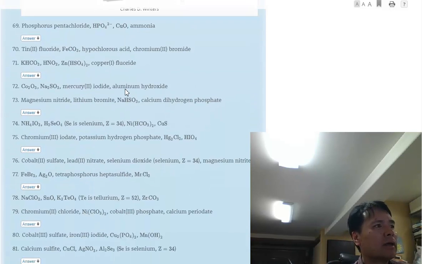Okay, let's go on to the next problem here. Phosphorus pentachloride is PCl5, and then HPO4 2 minus would be either monohydrogen phosphate or just hydrogen phosphate ion. Phosphate would be a 4 oxygen, PO4 3 minus.